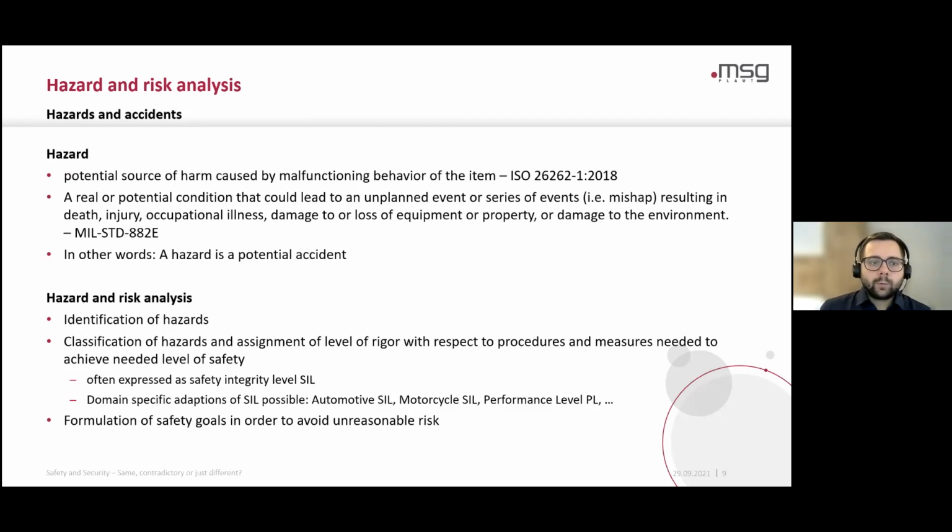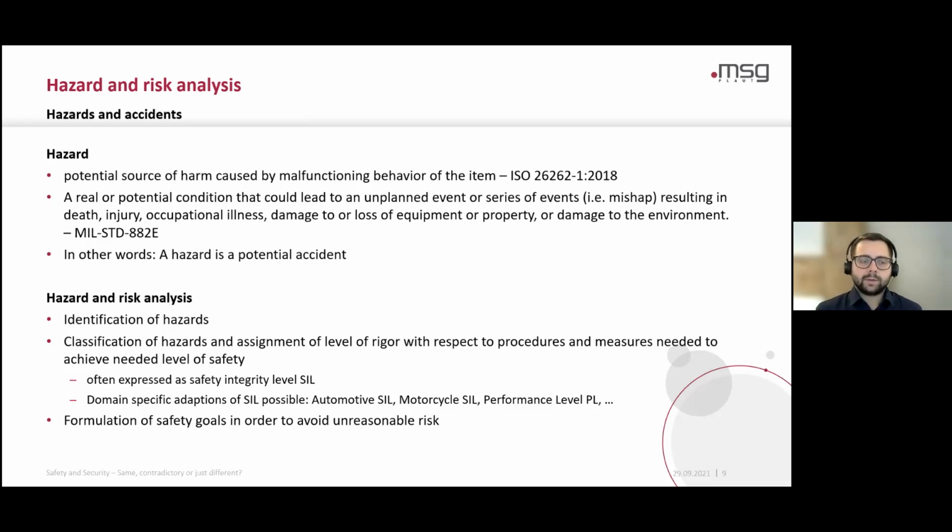Now I want to highlight a little bit more the hazard and risk analysis. It's, as I said, the identification of the hazards, so of all the potential accidents that can happen. And we then need to classify the hazards and assign a level of rigor with respect to procedures and measures needed to achieve the needed level of safety. This is now a generic description of what is often called the safety integrity level. There are also some domain-specific adaptations to that concept. There is the automotive SIL, the motorcycle SIL, the performance level in machinery, and so on.